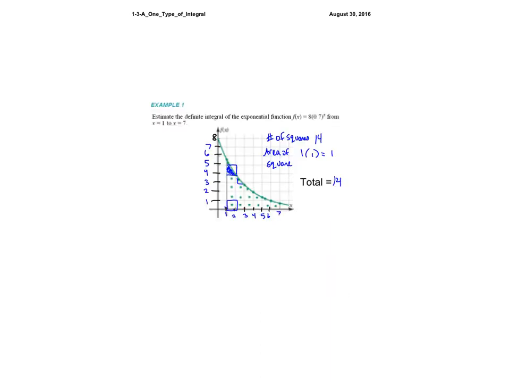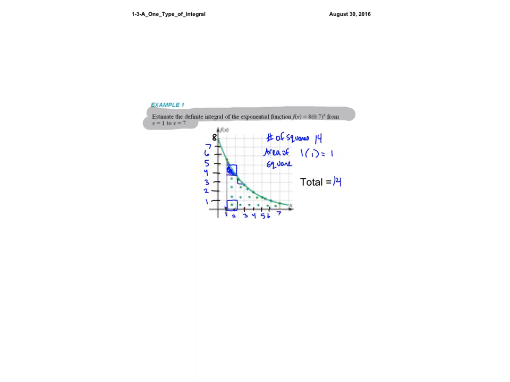Over here we're asked to estimate the definite integral of the exponential function f of x equals 8 times 0.7 to the x, from x equals 1 to x equals 7. So we're talking about the area right here.